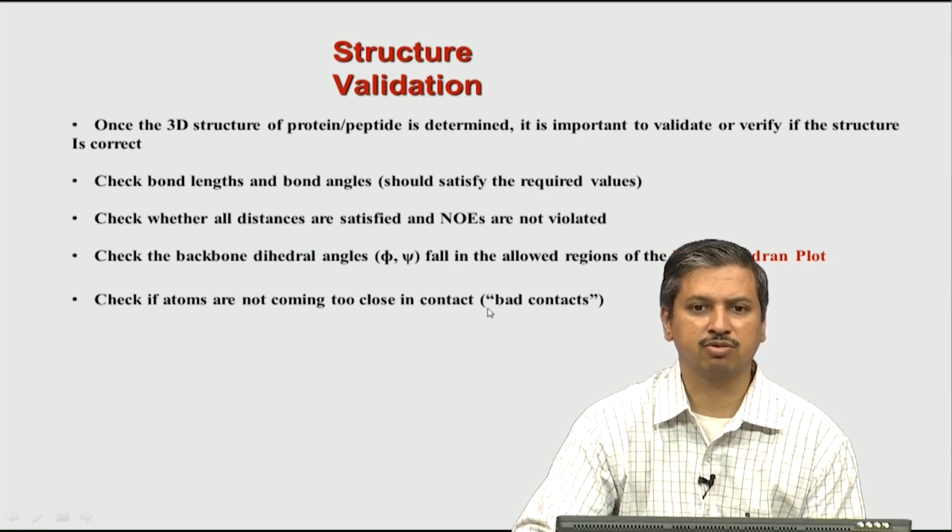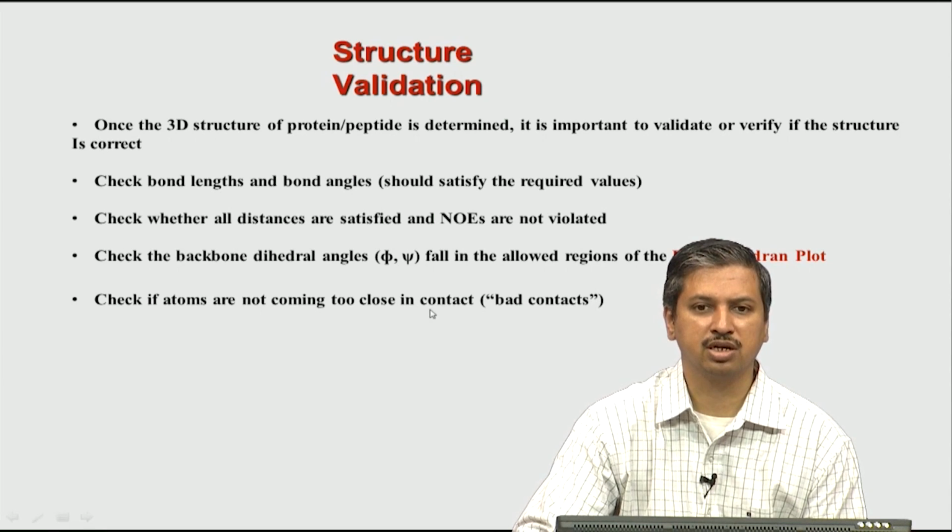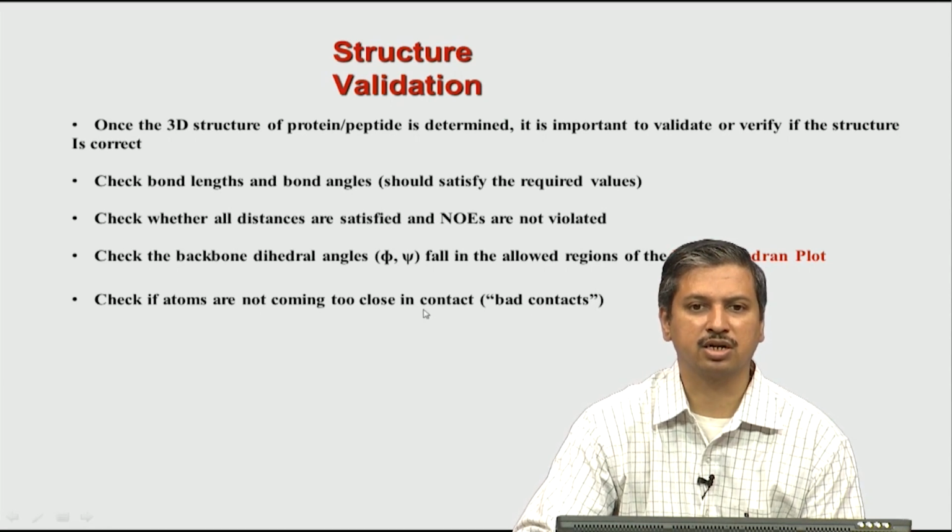Bad contacts means two atoms are coming very close to each other, within their van der Waals distance, and that cannot happen because that will lead to repulsion. But since we have given a wrong distance value, that aspect does not come into play in the calculation. So they may end up coming very close, which should not be the case. So all these checks have to be done to make sure that our structures are not too far away from the required constraints or required values for different distances, angles and so on.